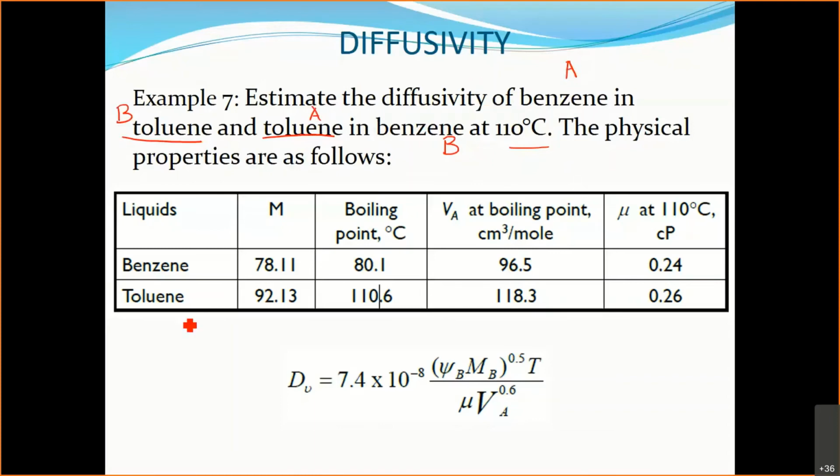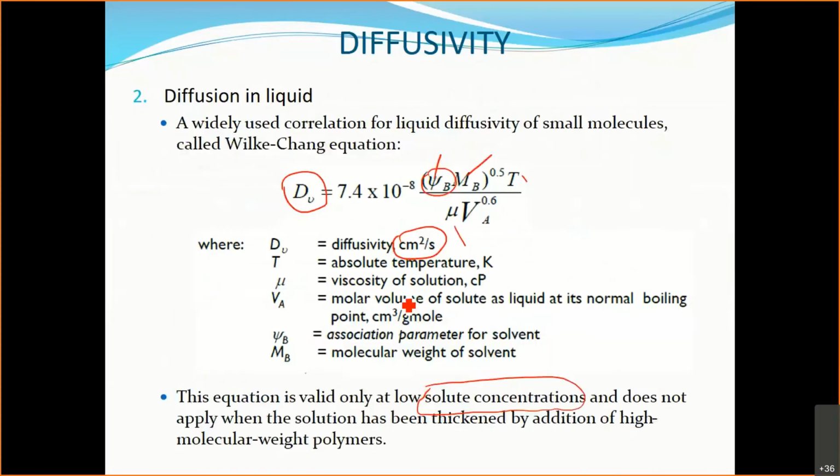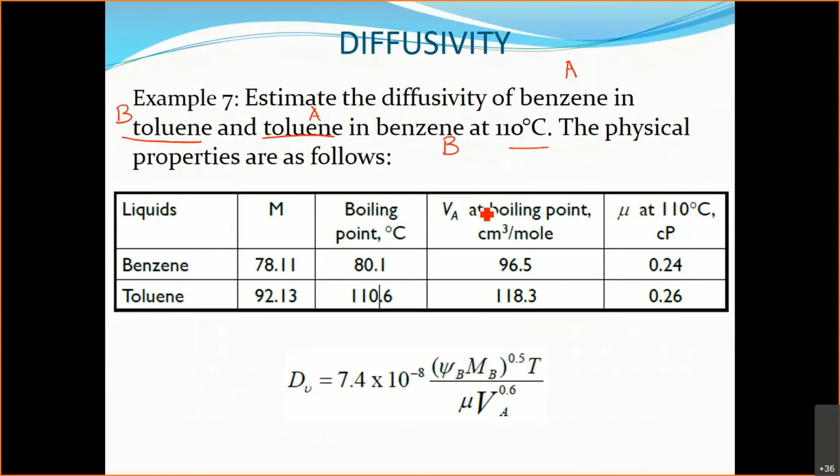So you have all the values here, already given to you. You know the value of M, you know the value of VA, you know the value of viscosity at 110 degrees Celsius. So this can actually be VB or VA, doesn't matter. Is it VA or B? Oh, sorry, VA. Okay, so you now have the value of VA here. And this one we already know: if it's benzene, toluene, or other, the value is going to be 1.